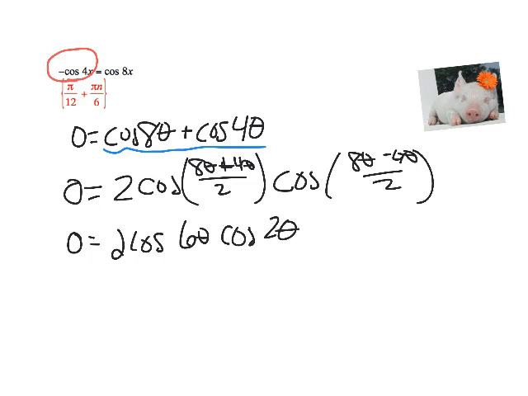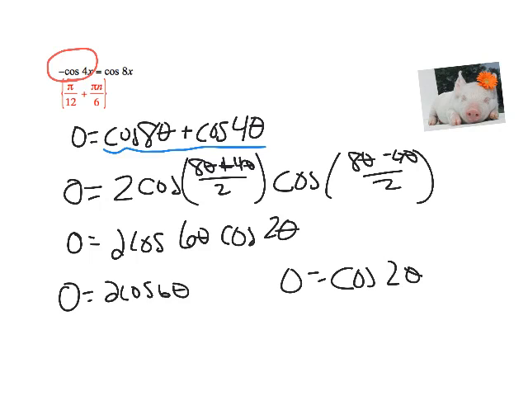So you can take each of the factors and set them equal to 0. So 0 equals 2 cosine 6 theta, and 0 equals cosine of 2 theta. You've got two factors, and when you multiply them, you get 0.